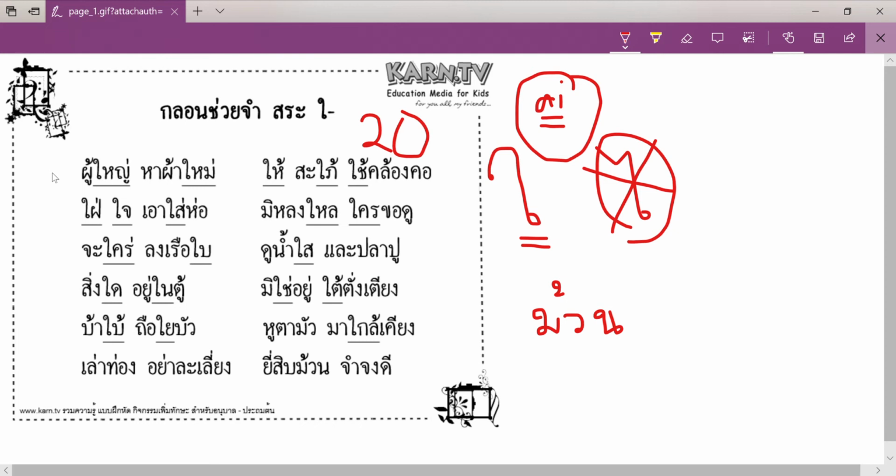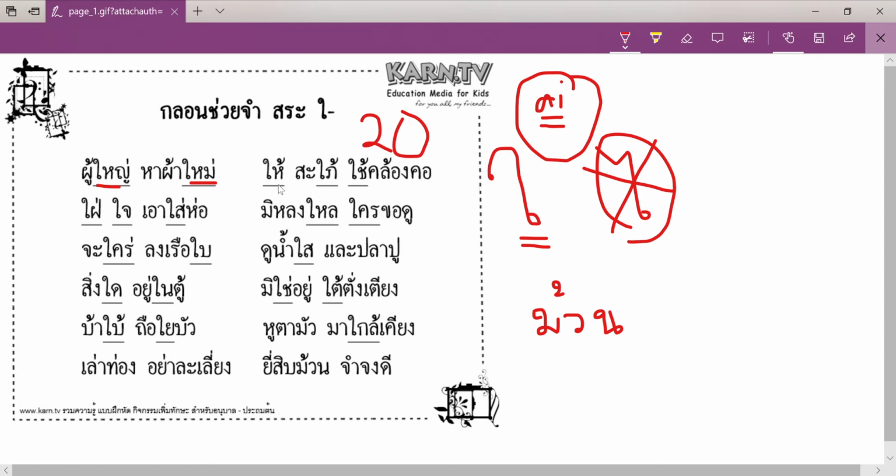ผู้ใหญ่หาผ้าไหมให้สะใภ้ใช้คล้องคอใฝ่ใจเอาใส่ห่อมิหลงไหลใครขอดูจะใคร่ลงเรือใบดูน้ำใสและปลาปูสิ่งใดอยู่ในตู้มิใช่อยู่ใต้ตั่งเตียงบ้าใบ้ถือใยบัวหูตามัวมาใกล้เคียงเล่าท่องอย่าละเลี่ยง20ม้วนจำจงดี Okay, now we look at each word that has saraไอไมมุan, and then I'll translate every word.